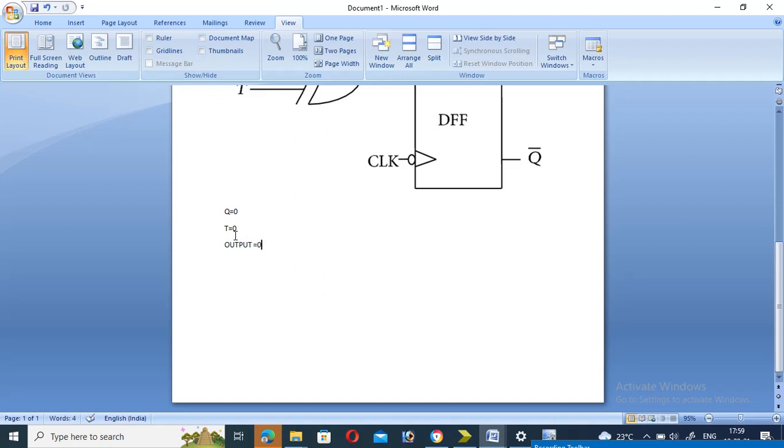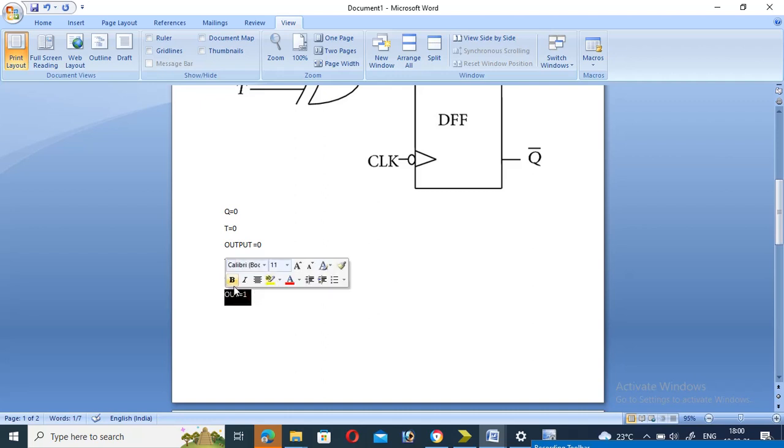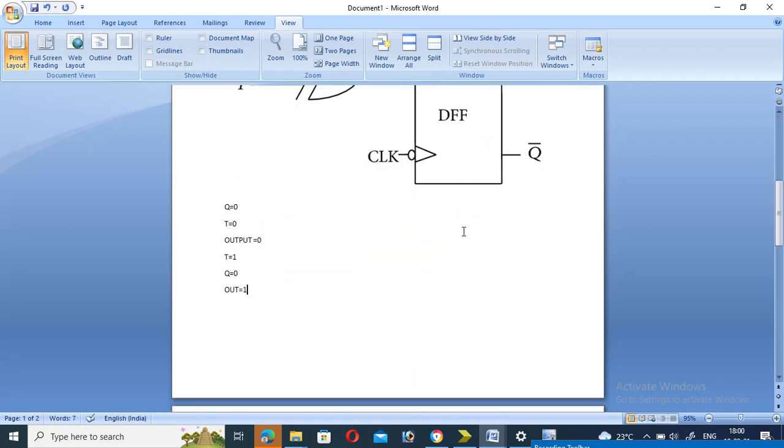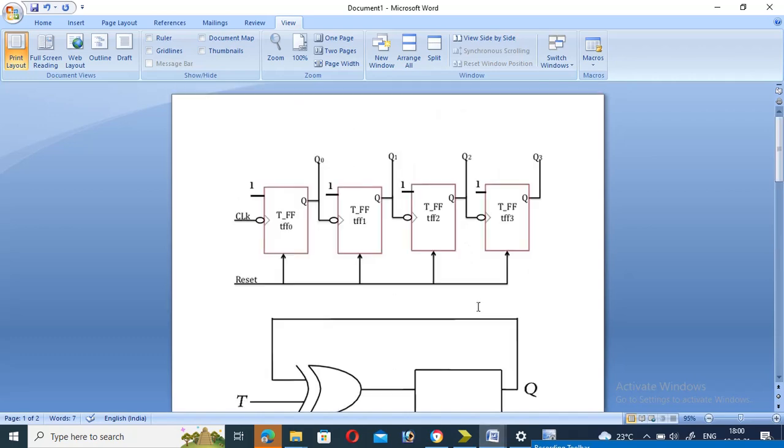Suppose we take T equal to 1 with Q equal to 0. What happens? It is a 1-0 combination, therefore the output of the XOR gate is equal to 1. That means when T is equal to 1, the output is high, which is the complement of the previous one. That means it acts as a toggle condition. That's why the circuit diagram acts as a T flip-flop. This is the analysis.